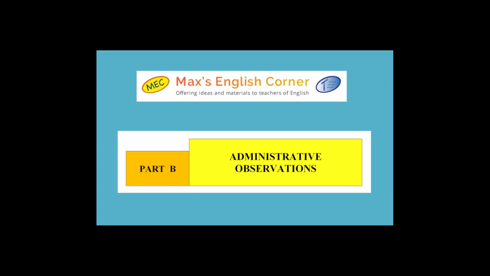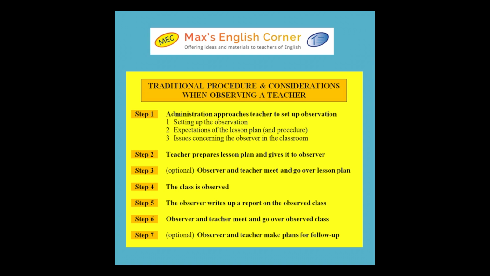Part B. Administrative observations. Now that we've had a brief look at 6 different kinds of observations, let's focus in on administrative observations. This would correspond mostly with schools wanting to check out their teachers, but many of the points are relevant to other kinds of observations listed in Part A as well. Administrative observations. Traditional procedure and considerations.